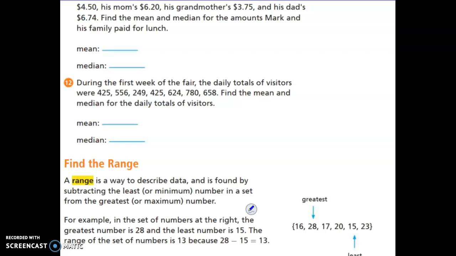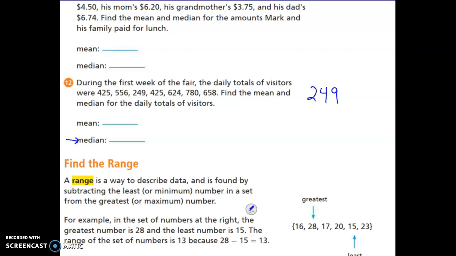So I know you know how to do the mean. I want to focus on the median for just a moment. Let's do that first. So we're going to put those numbers in order from least to greatest. Some people like to write them going across. Some people like to do them going up and down. I'm going to do it going up and down just because I have more space, but you could certainly write them going across. So the lowest number in that list is 249.